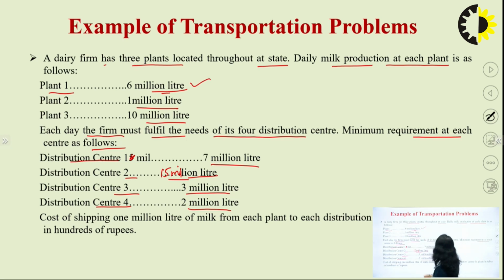So, the daily production is given to us at different plant locations, and the requirement at the different distribution centers is also given to us, and the cost of shipping 1 million liter of milk from each plant to each distribution center is given in the table in hundreds of rupees. So, one table is also provided, in which we have the cost of shipping from the plant to the distribution center.